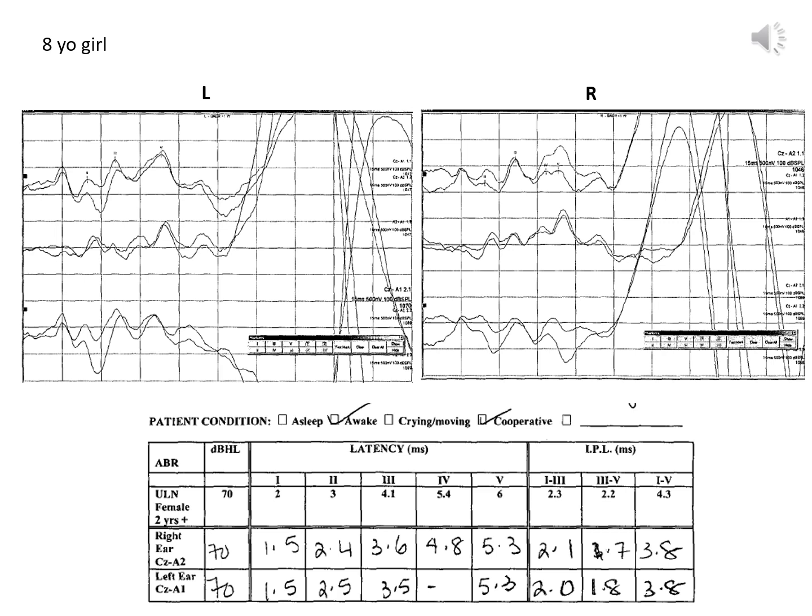And so starting with the left ear and the top tracing, we see a very clear 1, 3, and 5. The 2 is observable, but the 4 is not so clear. Moving down to the middle tracing for the left ear, we see a very clear 5. It's the largest response, and that's the wave 5. And then moving down to the bottom tracing, we see a very clear wave 1. So this is a very normal morphology.